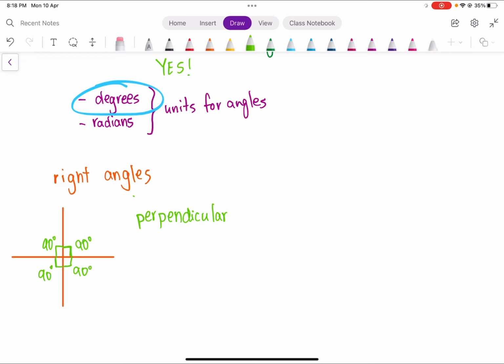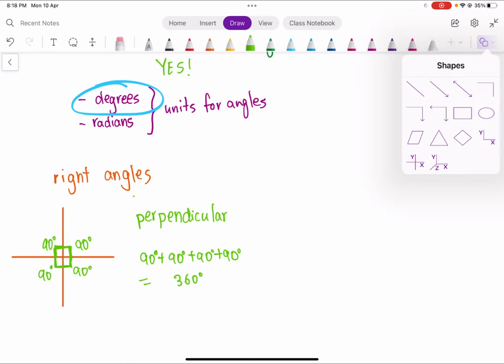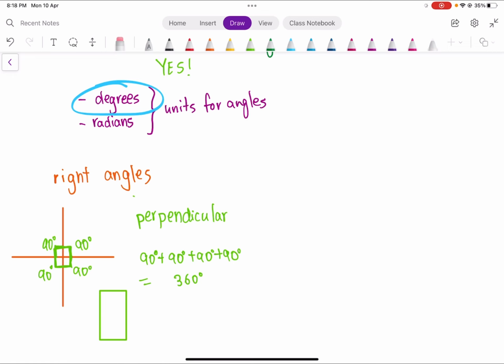So do we know how much the whole thing is? How many degrees would the whole thing be worth? Well, to do that, let's just add 90 four times. 90 plus 90 plus 90 plus 90 gives us 360. So this whole thing is 360 degrees. So that means all the angles in a square or a rectangle add up to 360 degrees.